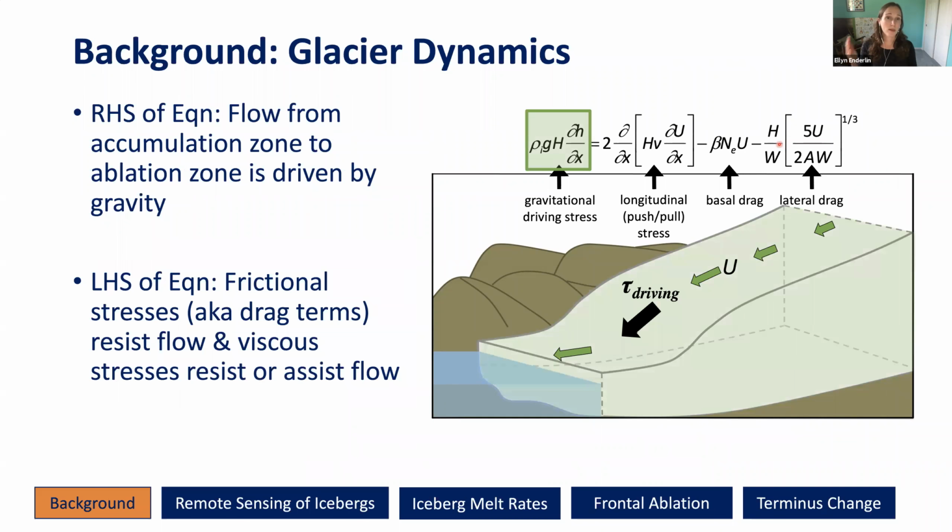Oh, sorry, now I've had like a tongue twister. So this left-hand side of the equation, I have my labels wrong over here on the side, is my gravitational driving stress. And that's causing the ice to flow from uphill locations down towards the ocean.